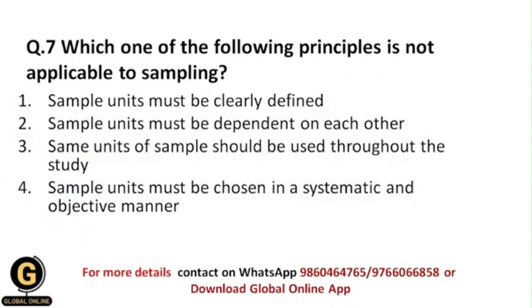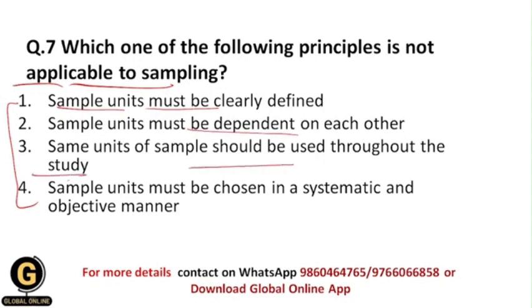Which one of the following principles is not applicable to sampling? Now here they have given certain principles of sampling techniques, and which is the principle which is not applicable to sampling technique. Whether it is sample units must be clearly defined, whether it is sampling units must be dependent on each other, whether it is same units of sample should be used throughout the study, whether it is sample units must be chosen in a systematic or objective manner.